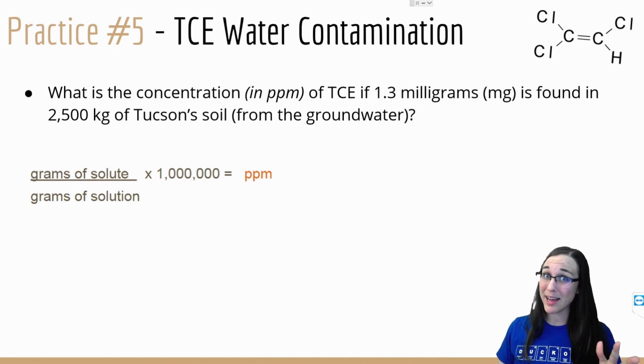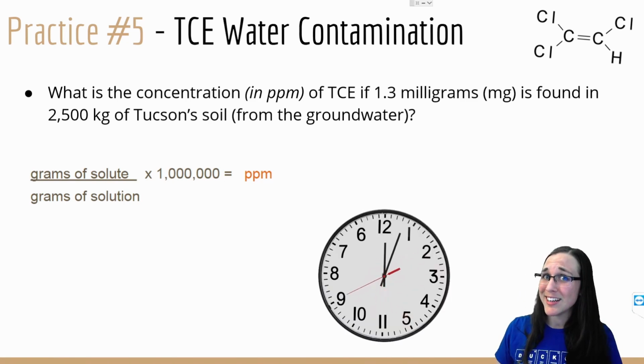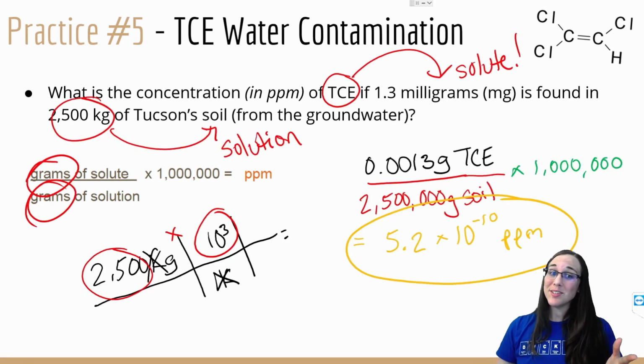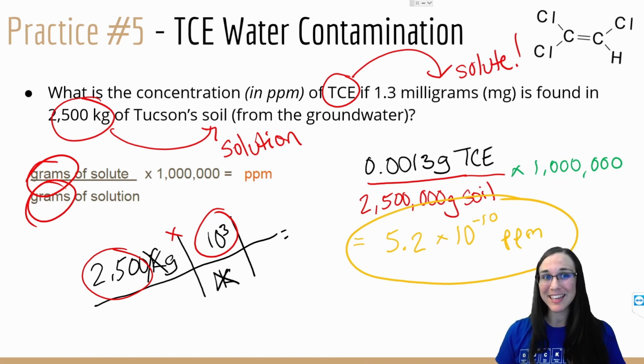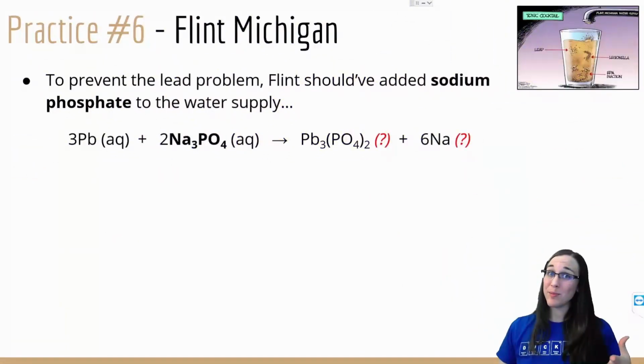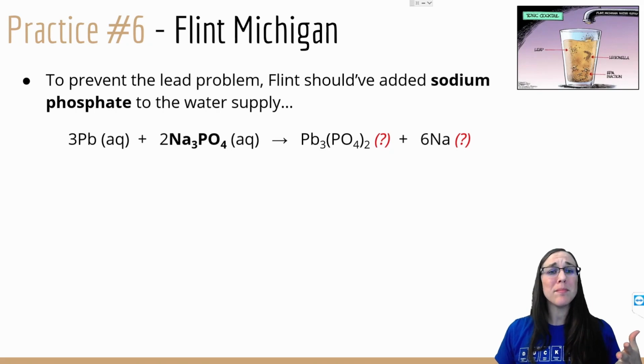Then let's revert back to our ppm mathematical setup to solve this question. Go ahead and pause the video here and give it a shot. So the concentration found in Tucson soil then is 5.2 times 10 to the negative 10 parts per million of TCE. Here's another blast from the past, talking about Flint, Michigan here.